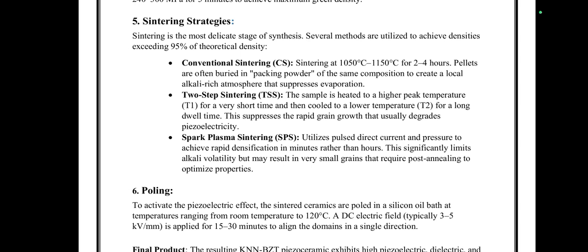Spark plasma sintering basically utilizes pulsed direct current and pressure to achieve rapid densification in minutes rather than hours. This significantly limits alkali volatility but may result in very small grains that require post annealing to optimize properties.